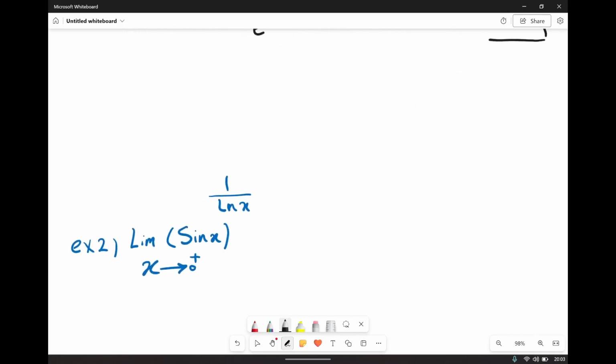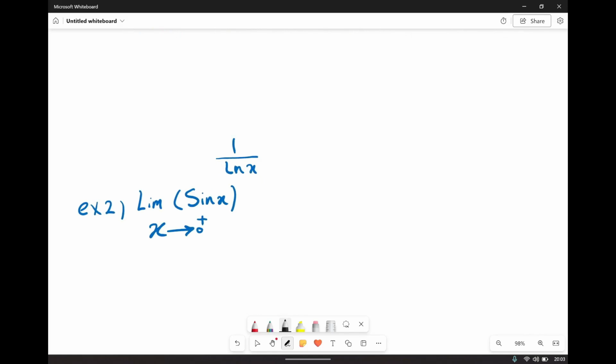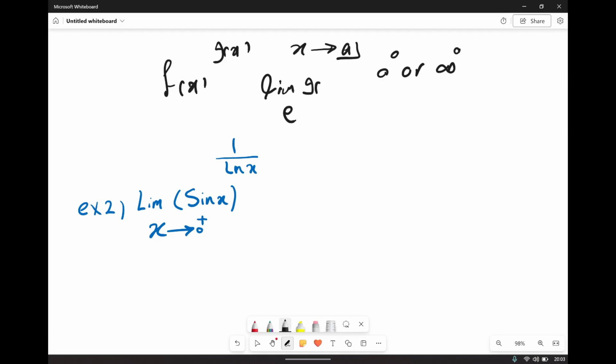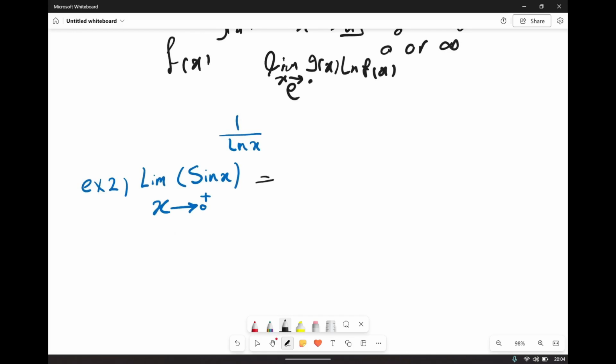But another question, guys, the strategy is the same. When we have f(x) power g(x), when we put the x, for example a in here, we come to 0 power 0, or infinity power 0, we must write e power limit g(x) ln f(x), x goes to 0. Therefore here, when we put positive 0 in here, the answer is 0 power 0 because ln is infinity, 1 divided by infinity is 0.